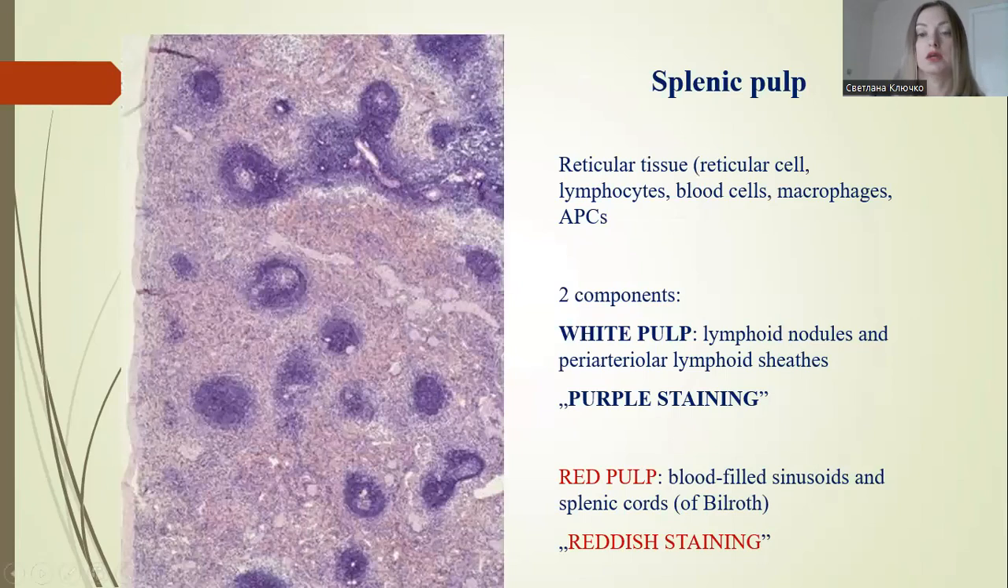Splenic pulp is parenchyma of spleen. Stroma of splenic pulp is reticular tissue. It consists of reticular cells, lymphocytes, blood cells, macrophages, antigen-presenting cells. Two types, white pulp and red pulp. White pulp, this one. This is lymphoid nodules and periarterial lymphoid sheaths. Has purple staining by hematoxylin and eosin. Red pulp is blood-filled sinusoids and splenic cords, and has reddish staining.